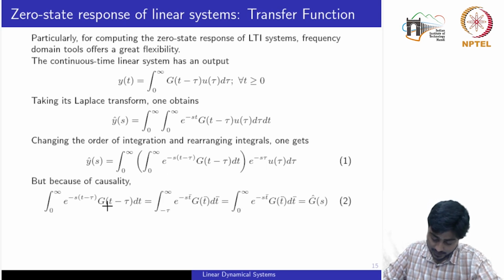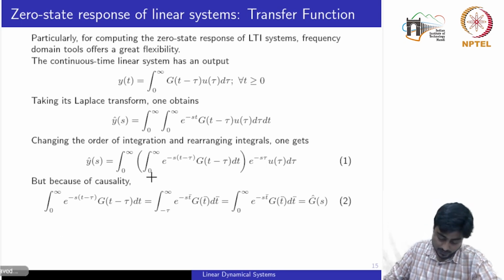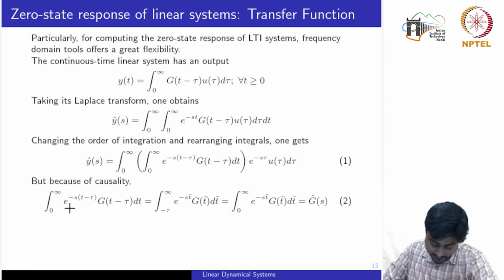But before the Laplace transform, we need to see how the causality property plays its role in finally saying that it is the Laplace transform. Because of the causality, let's see, we have the same integral here. Now in this equation, if we replace t minus tau by another variable t bar, right?